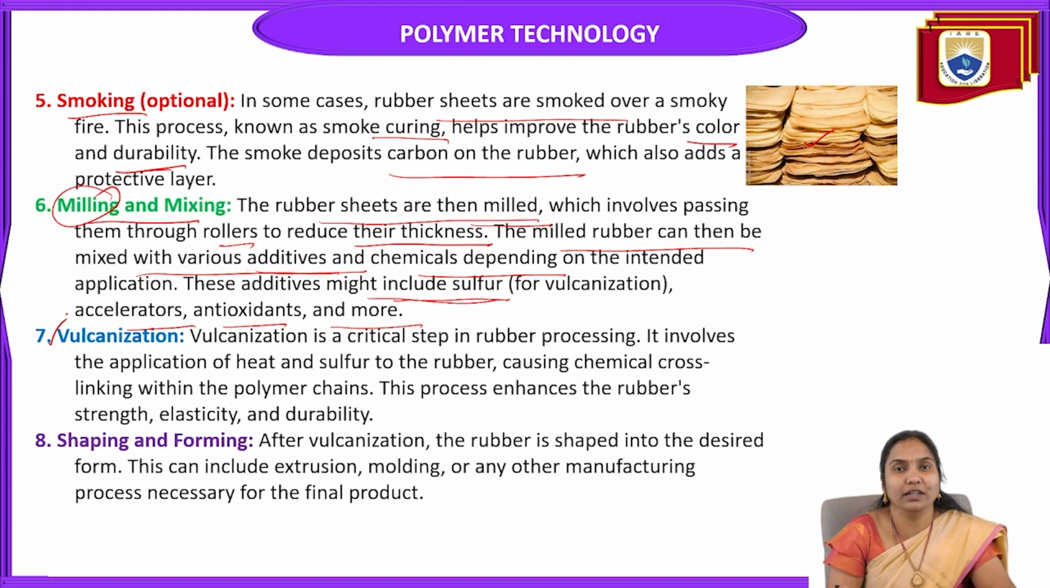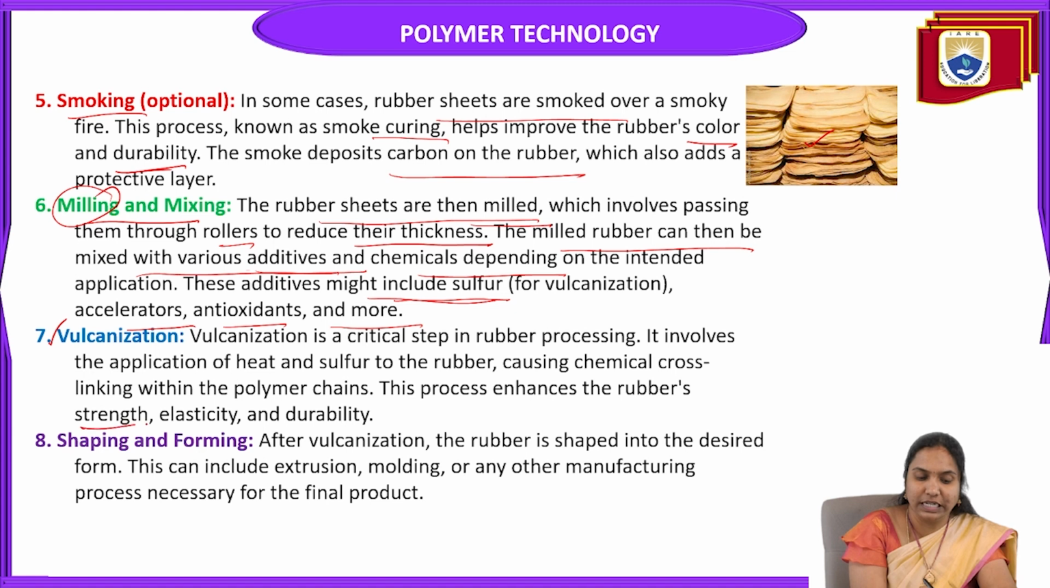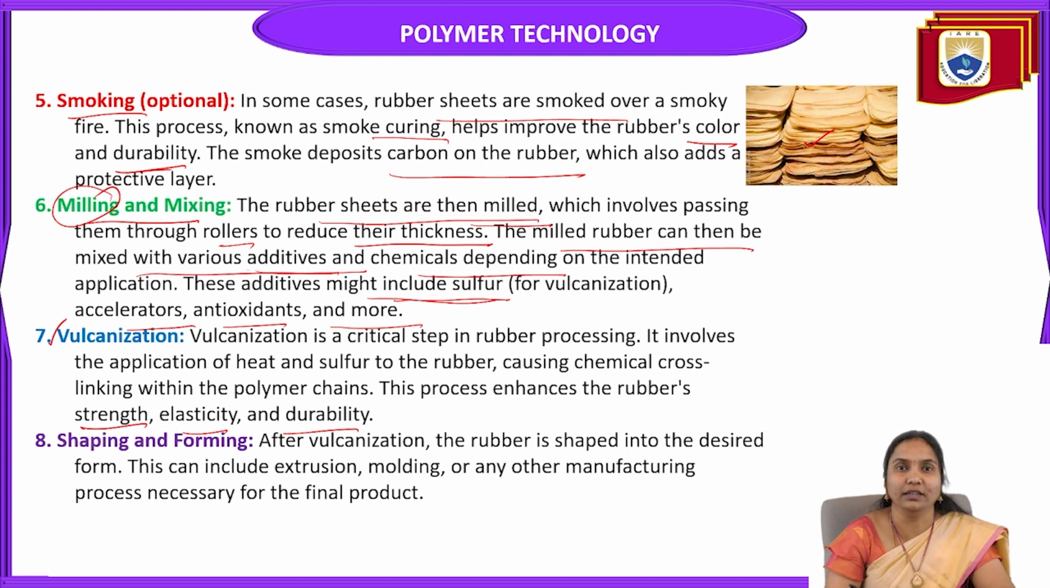And next, vulcanization. Already we know that vulcanization means natural rubber is heated with sulfur, or hydrogen sulfide or benzyl chloride. Most important is natural rubber heated with sulfur. This process is called vulcanization. For what purpose are we adding sulfur to natural rubber? To improve the properties of natural rubber. Which properties improve? Strength, elasticity and durability.